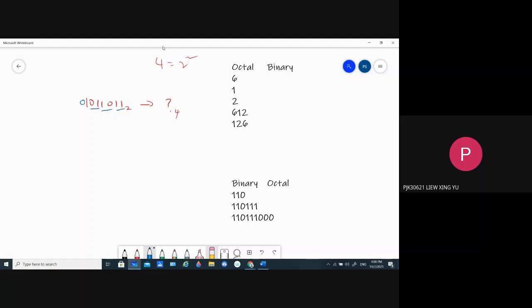Okay, so what is 1, 1? 3. 3, yeah? 1, 0 is 2. 2, 0, 1 is 1. 1, 1 is 3. So this is 2, 3, 1, 3, base 4, okay? So this shorthand is only applicable for bases 2, 4, 8, 16, okay?